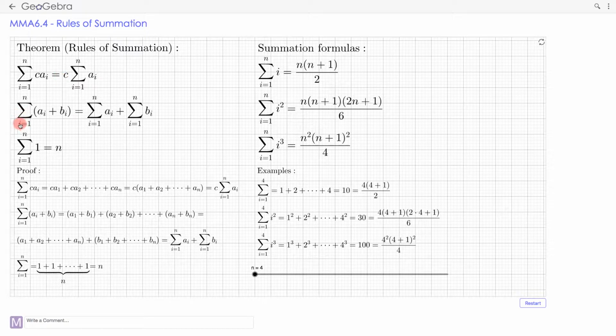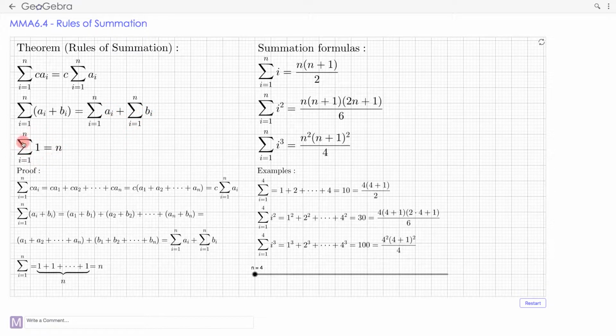Likewise, if you have a sum that consists of two terms, a_i and b_i, then summing a_i plus b_i from i equals 1 to n is the same as splitting the sum into the a_i part and the b_i part.